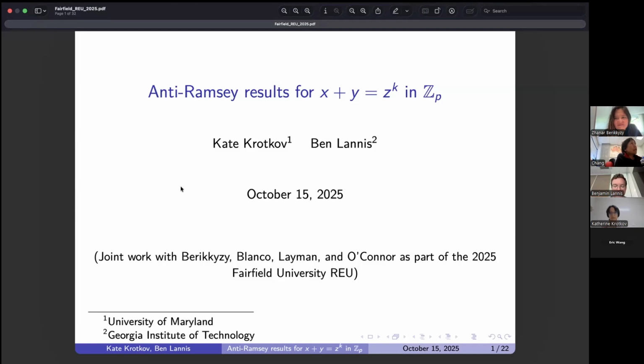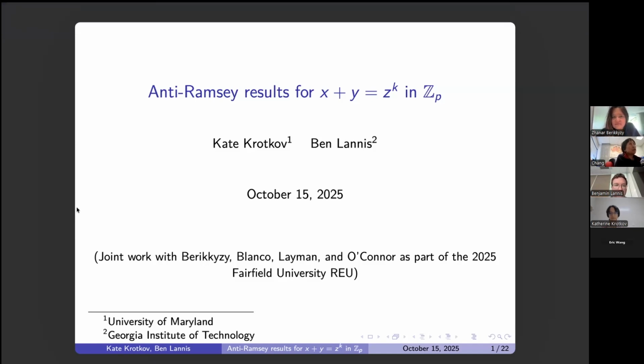The title is Anti-Ramsey Results for X plus Y equals Z to the K in Z_p. Yeah, so as Kate said, this was joint work during the Fairfield University REU, along with our mentors Janar Berkoza, Blanco, Lehman, and O'Cotter. And I'm Ben Lanos.